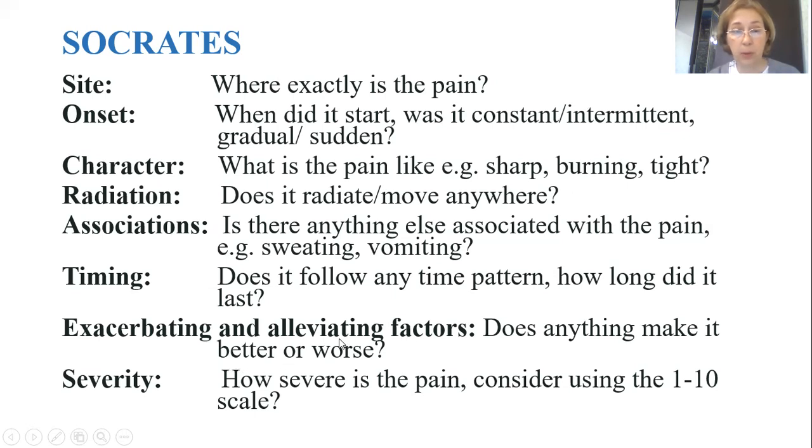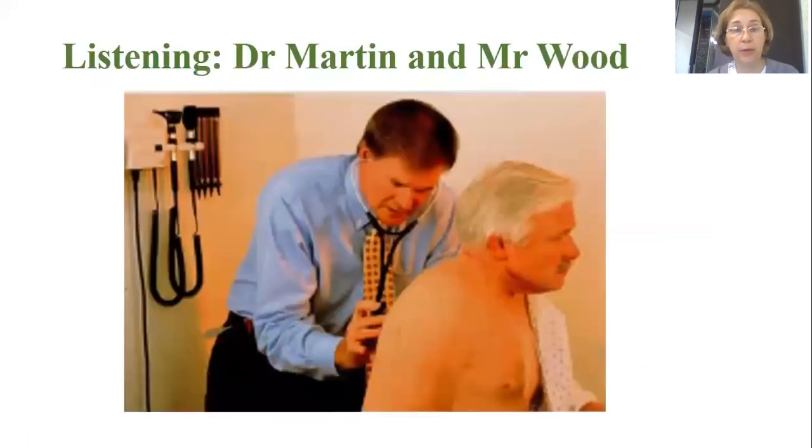And so exacerbating and alleviating factors, does anything make it better or worse? And severity, how severe is the pain? Consider using the 1 to 10 scale. This is also a good idea, just to use the scale. Well, this is how the SOCRATES model looks like, and let us have a look how it works.